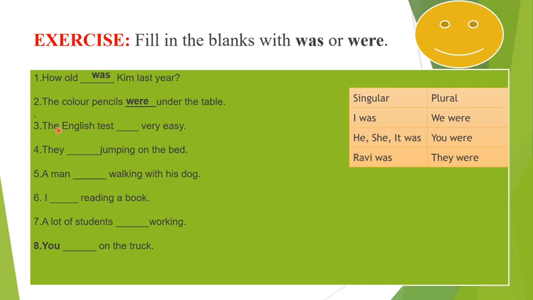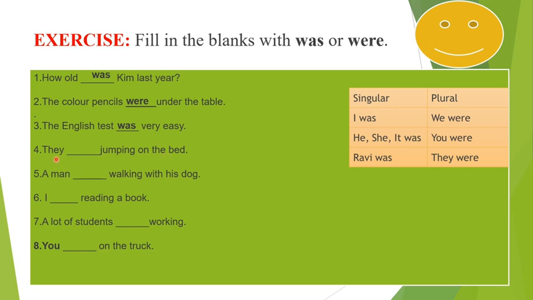Sentence number 3. The English test dash very easy. We are talking about the English test. Okay, one subject we are talking about. So what are we going to write? English test were or was? Subject is singular. So with singular subject, what are we going to use? Was. So we will say the English test was very easy.